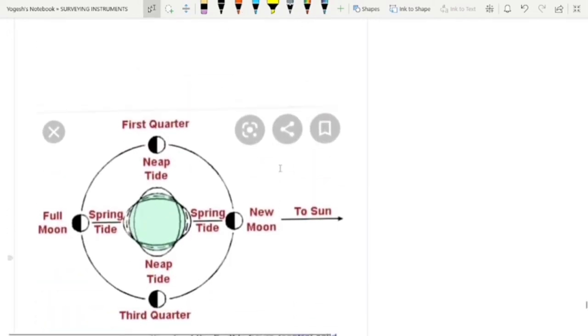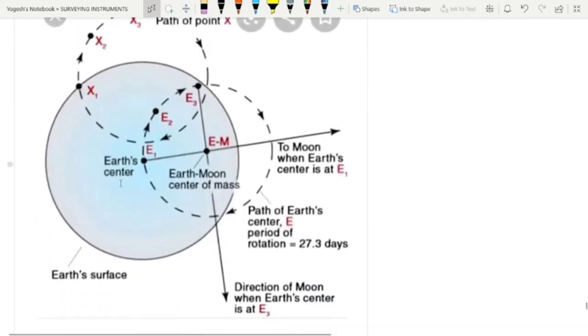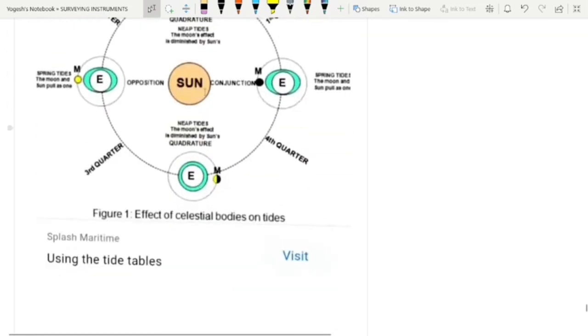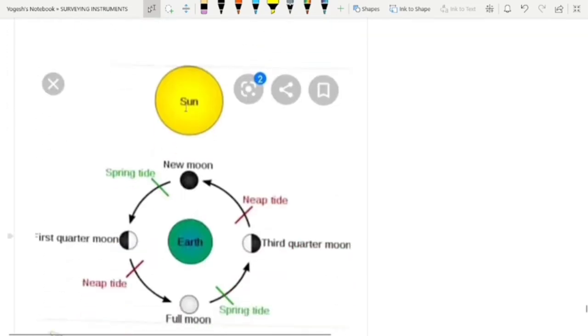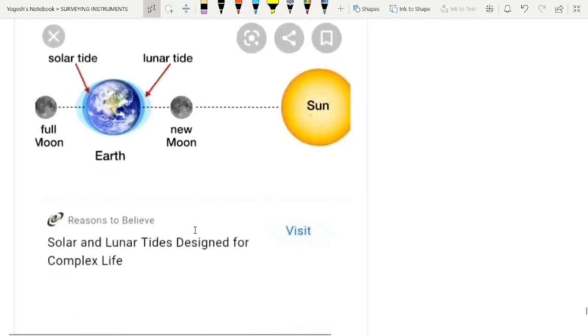So this is about the tidal survey. This is the first quarter, new moon to full moon, likewise. This is basically the earth center to the moon position. Sun position is there, spring tide, neap tide, tidal survey. How spring tides and neap tides are formed, how mean sea level is formed generally. So this is basically the solar and lunar tides. Lunar tide is due to the moon position, and solar tide is due to the sun position.